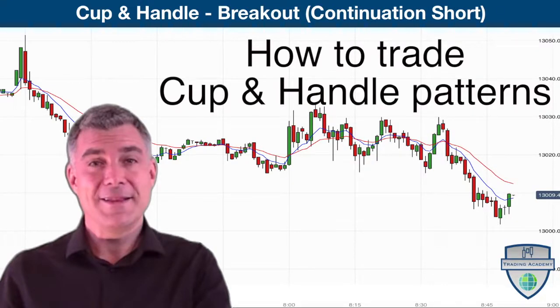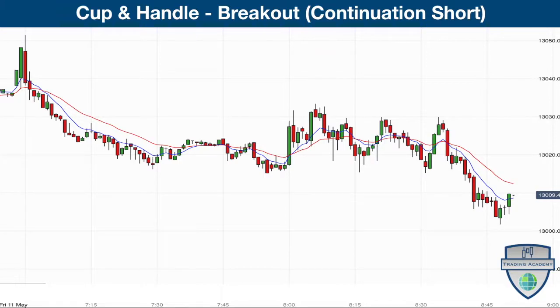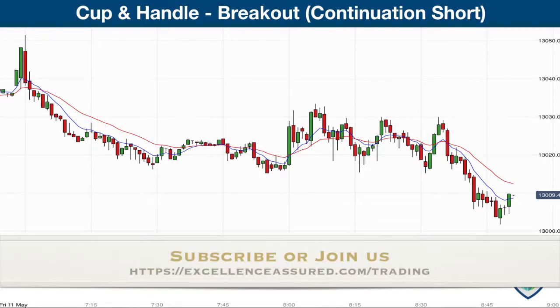Morning everyone. This is the DAX 1 minute chart and this is the price action up to just after 8:45 this morning. It's Friday the 11th of May, and last Friday we had a cup and handle breakout formation appear in early trading on the DAX. And we got the same again this morning, another cup and handle formation and a breakout from that cup and handle.